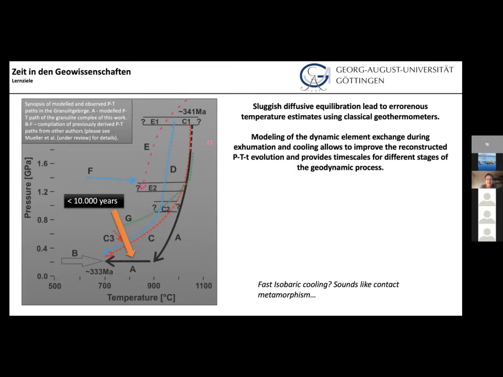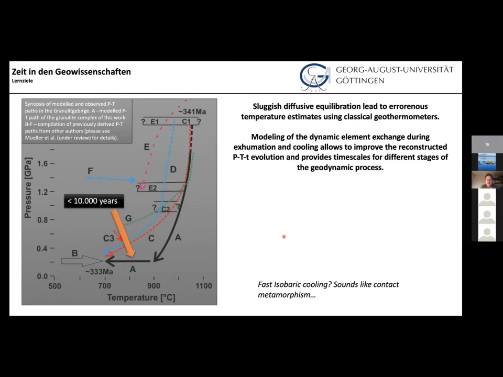And while we have no clue how long that process will take, we can determine that this part of the process will take place in less than 10,000 years. And all of a sudden, this rings a bell, right? Where do we have isobaric fast cooling in less than 10,000 years? This sounds quite awfully like a contact aureole.